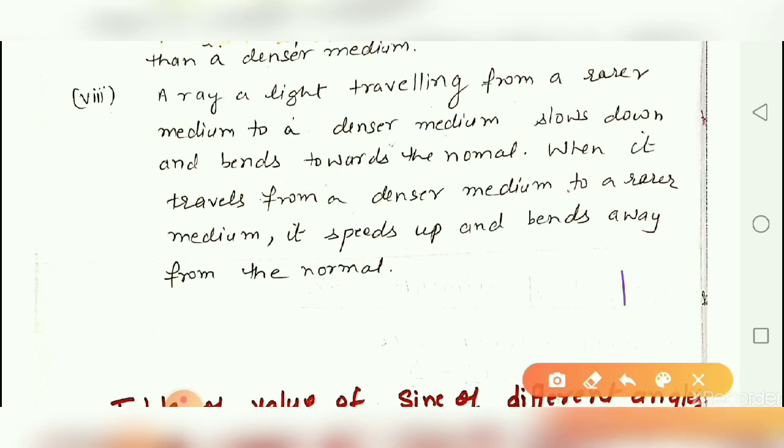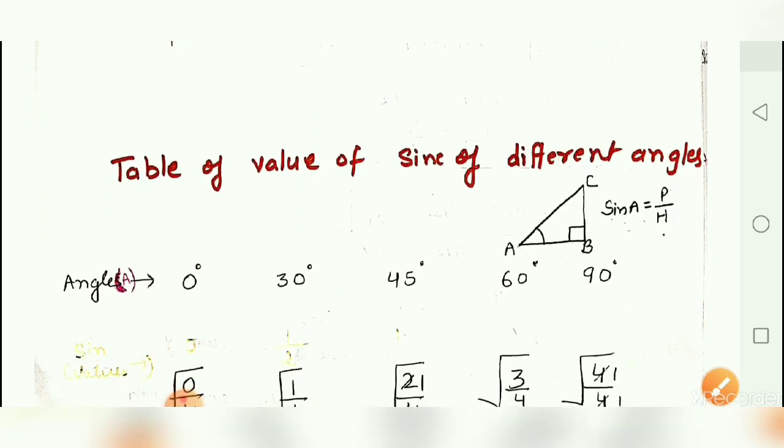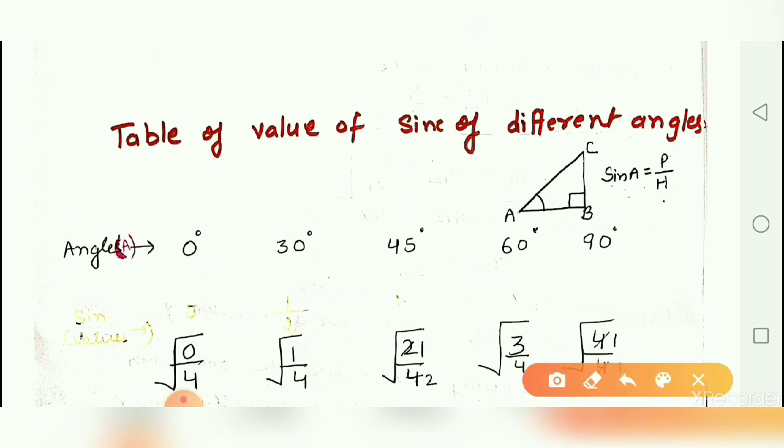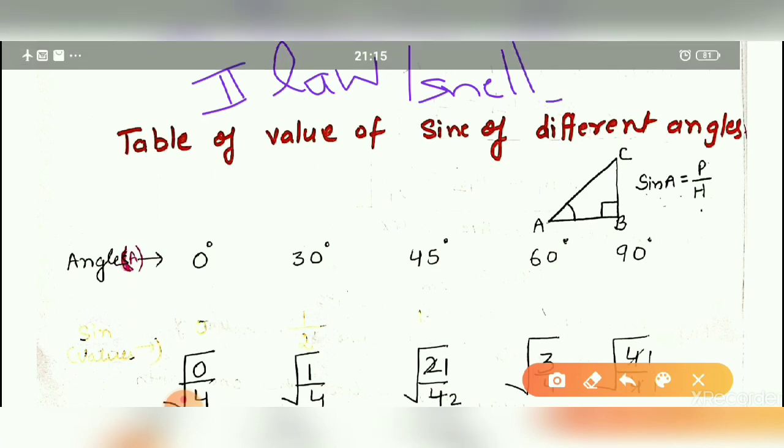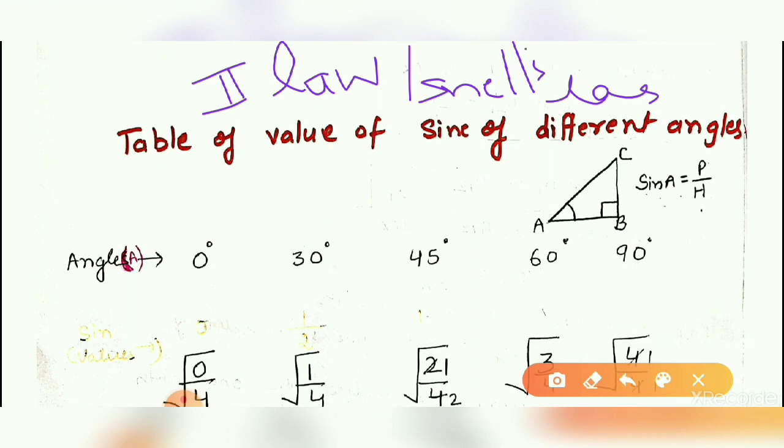Now, in the second law of refraction or Snell's law, I have told you that the refractive index of any medium, let us say refractive index of medium 2 with respect to 1, is given by sin i upon sin r. Now, what is this sin?